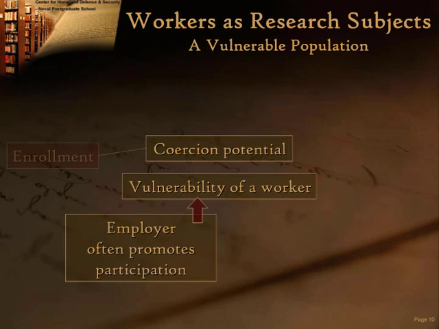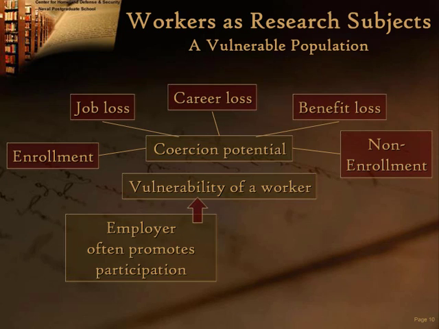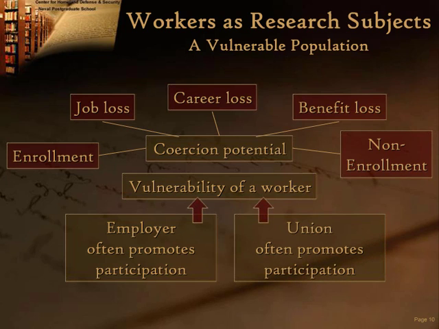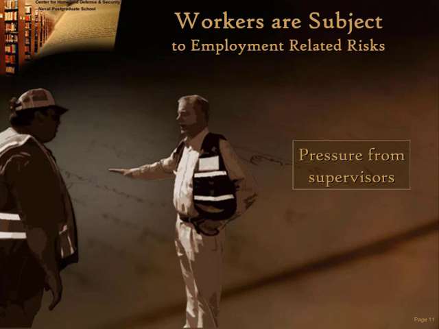The coercion potential lies in enrollment or non-enrollment for the study as well as loss of job, career, or benefits due to study findings. This vulnerability issue is often a low-profile and subtle issue. Unions too often promote worker participation with the expectation or hope that entitlements may follow study entry or study findings. This is another type of coercion as well. Workers may experience pressure from supervisors to participate, not to participate, or to respond to a study in a way the employer or union may promote or perceive as advantageous to the organization.